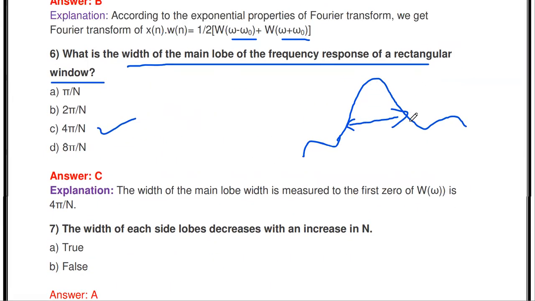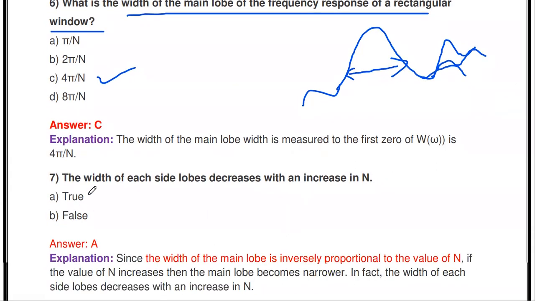Okay, so if you are drawing the amplitude response, you see the center response is called the main lobe. Then again we will get the small side lobes. So this is called a side lobe. The amplitude of the side lobe decreases, and finally it reaches zero value. So here the question is that the width of each side lobe decreases with increase in n. Yes, if the length of the window is n.